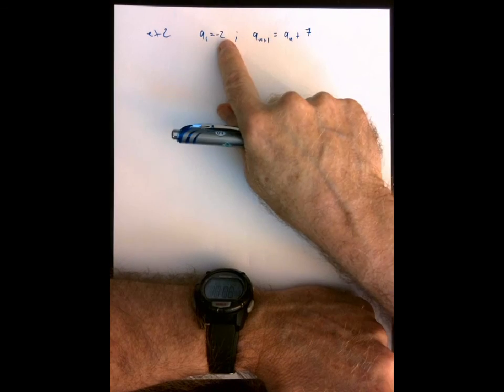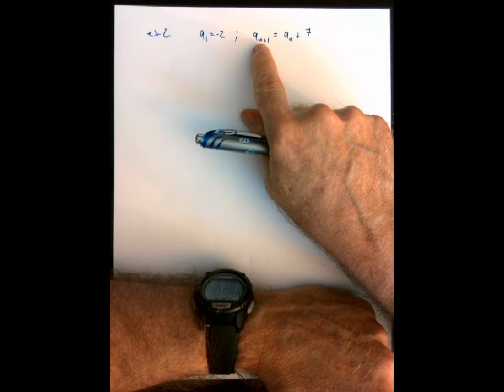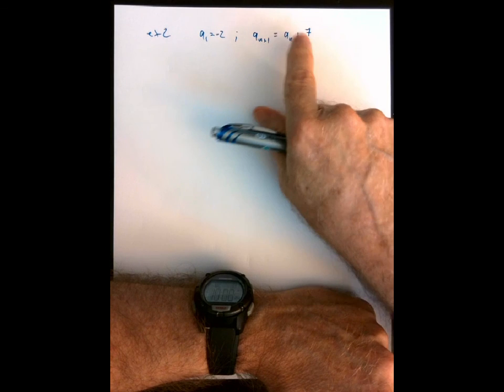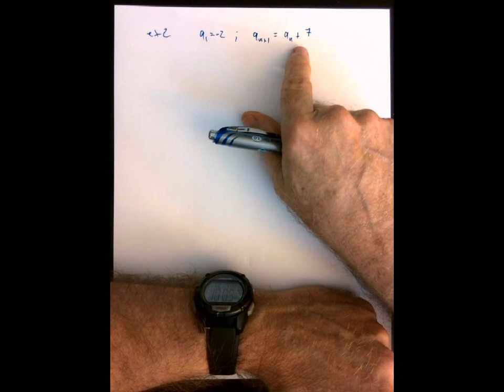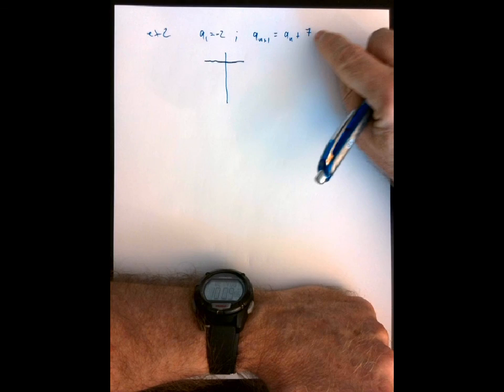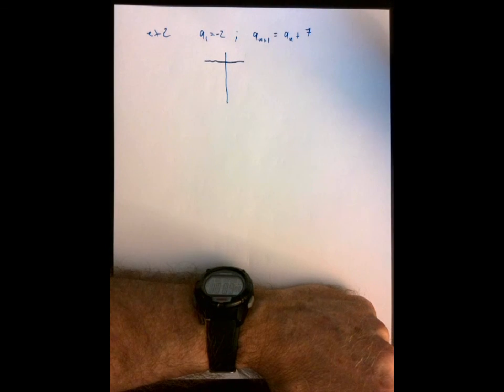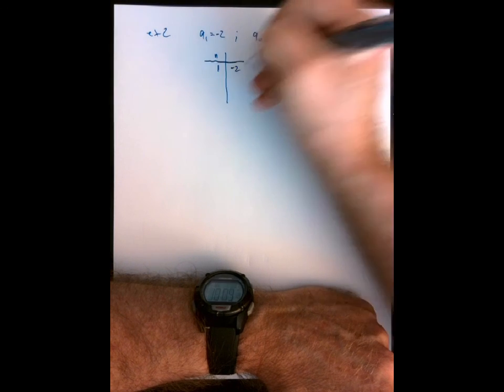So we would start with negative 2, and then this would give us the second term. Once we know the second term, that would give us the third term. And once we know the third term, that would give us the fourth term. Each time by adding 7 to each subsequent term. So here's n, the first term, that was negative 2, right?